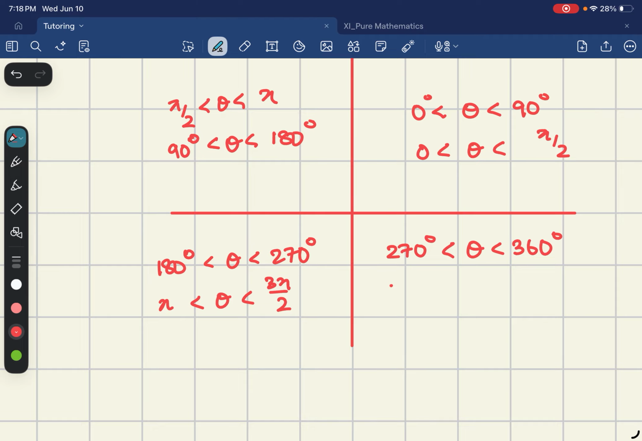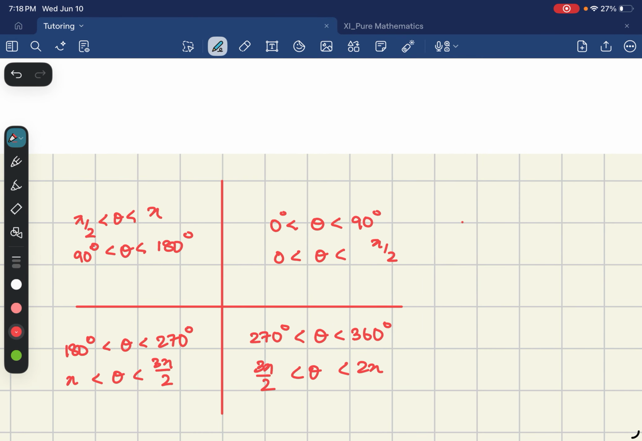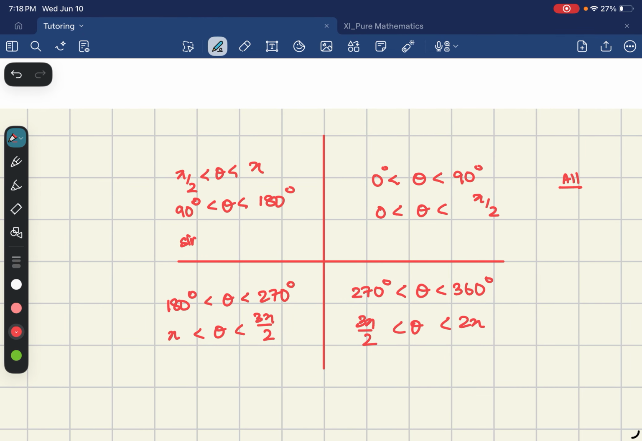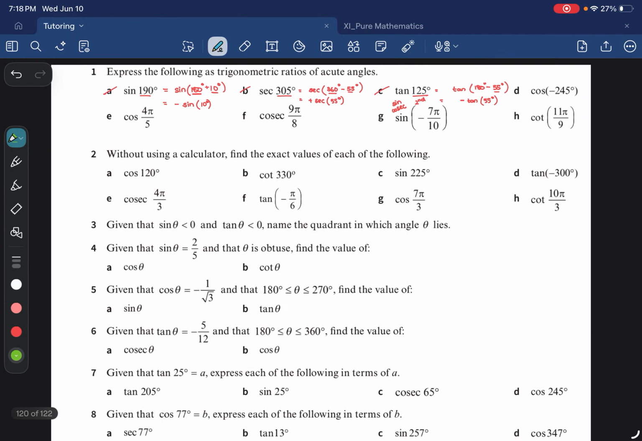And we will have to think about which quadrant it falls in if you have an angle greater than 360. All right, so this is 3 pi by 2 until 2 pi radians. And here, all trig ratios are positive in the first quadrant. Only sine and cosecant are positive in the second quadrant, right? Only tan and cotangent are positive in the third quadrant. And only cosine and secant are positive in the fourth quadrant. So that is what you need to remember.